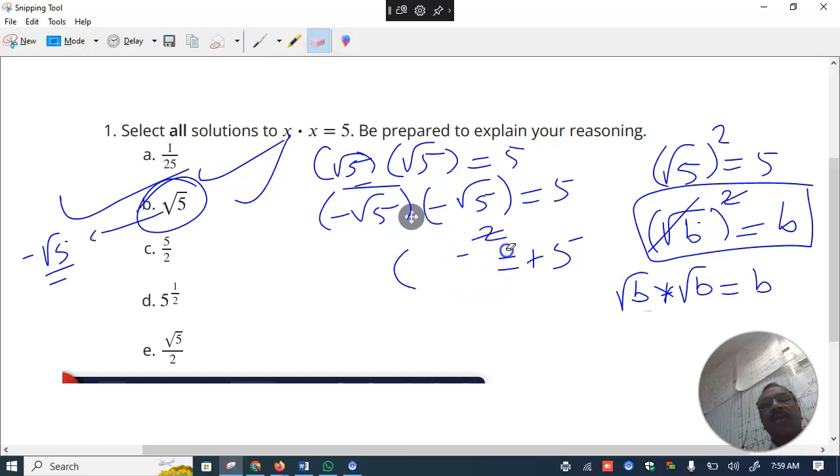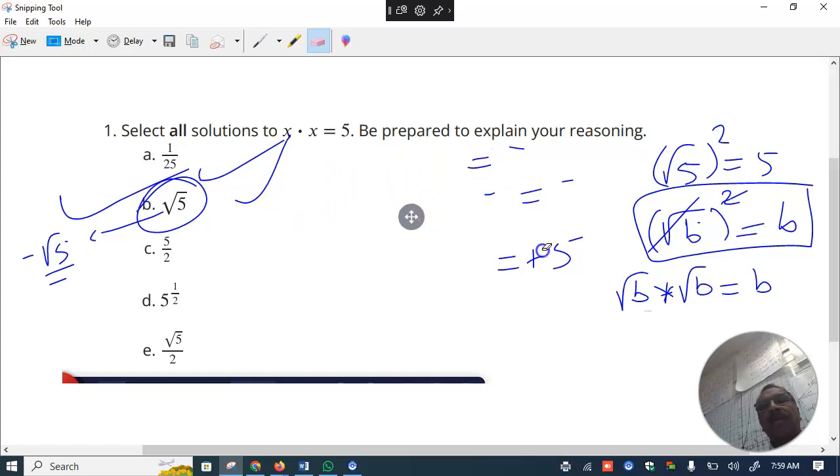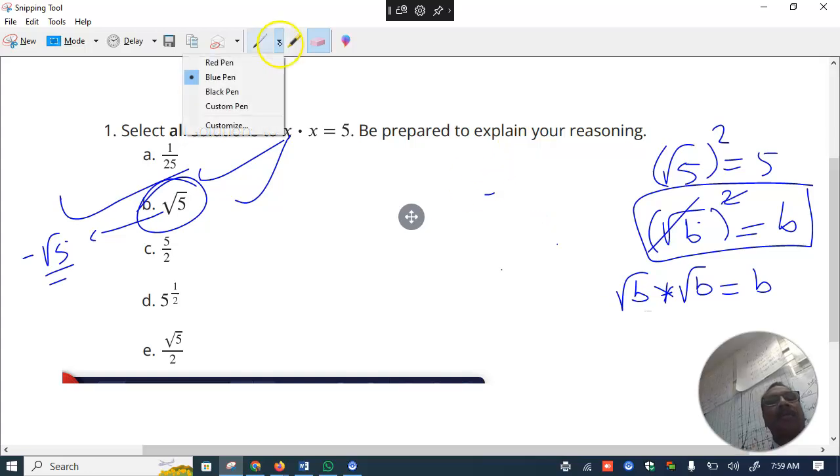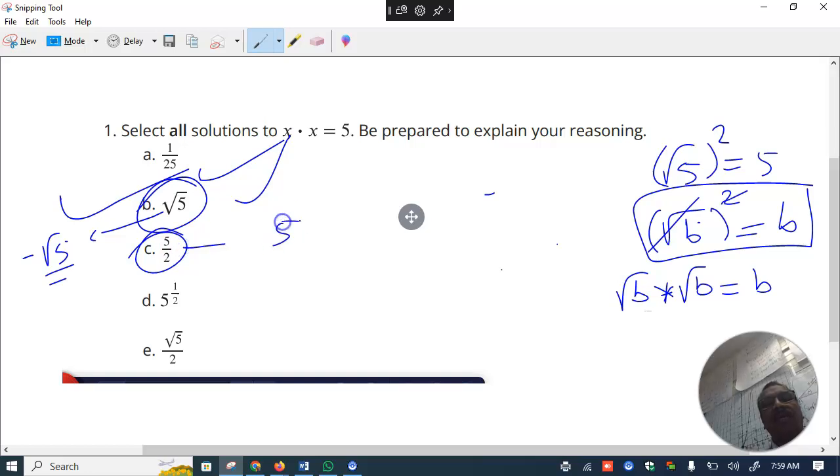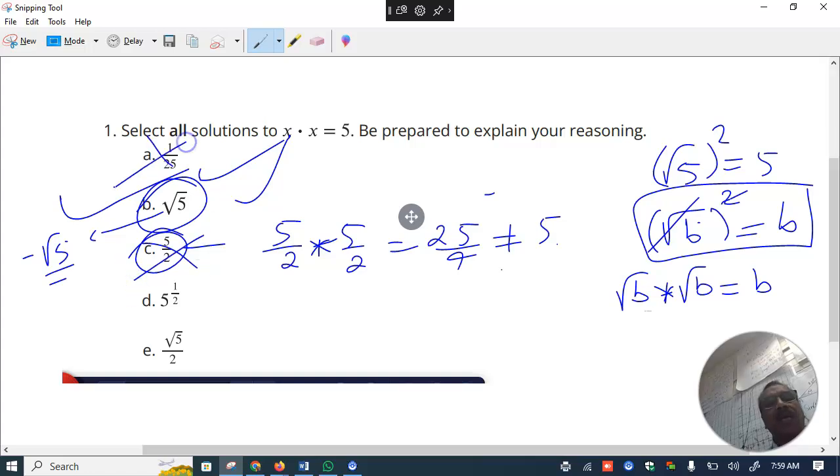So do you think C is correct? What about C? See, this is 5 over 2 times 5 over 2, and you end up getting 25 over 4. But this is not 5. So this is wrong. The first one we also got wrong.